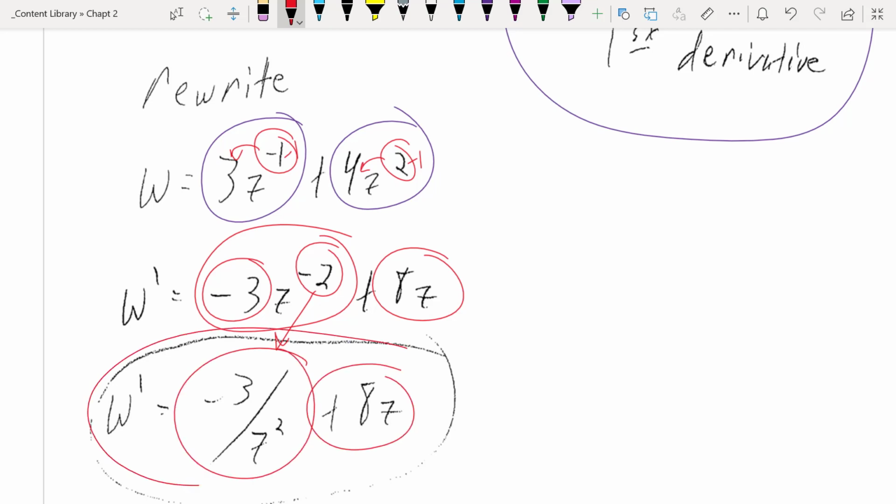And that's going to be the derivative, or the instantaneous rate of change, because that is the first derivative. So your answer is going to be negative 3z squared plus 8z.